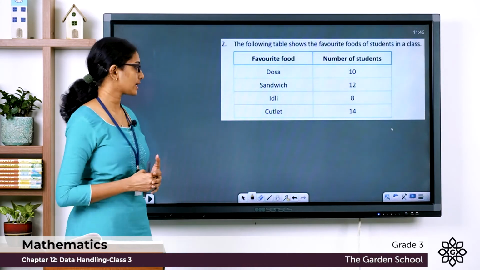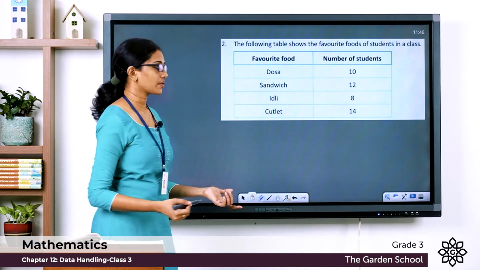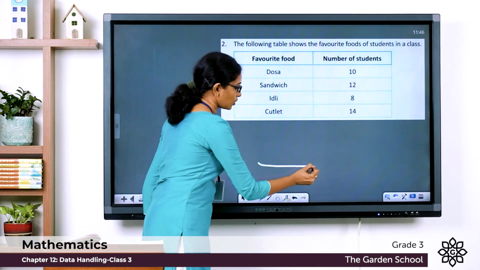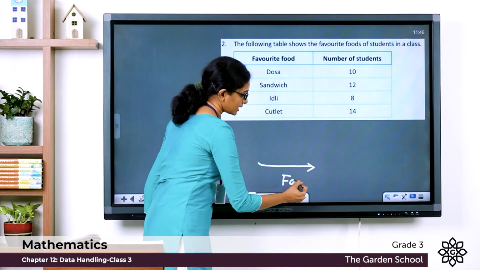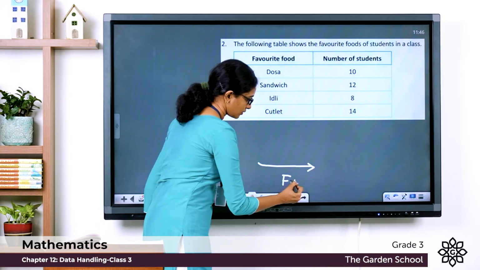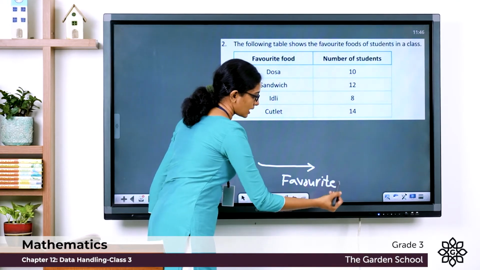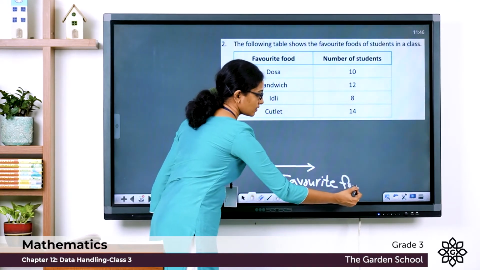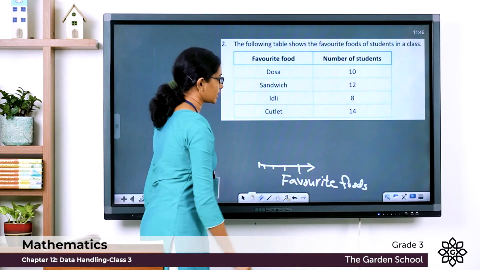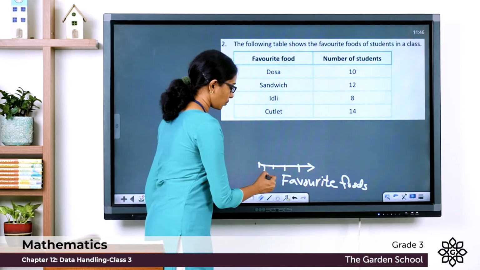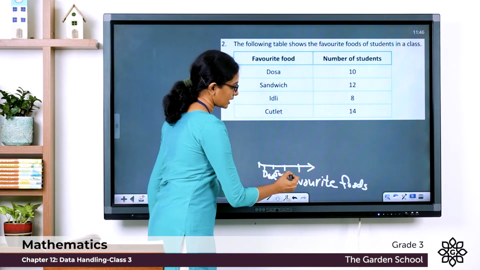So let me show you an example. I'm going to show the example of a vertical bar graph. First I draw a horizontal line, and there I'm going to mark the labels for favorite foods. So on the horizontal line will be favorite foods, and I'll have markings for each category of food items. One will be dosa, the next will be sandwich, and so on.